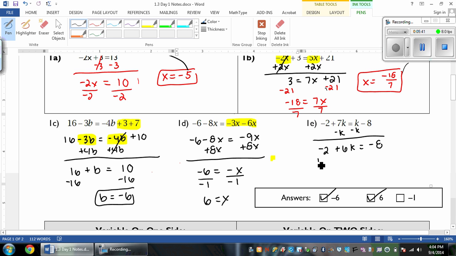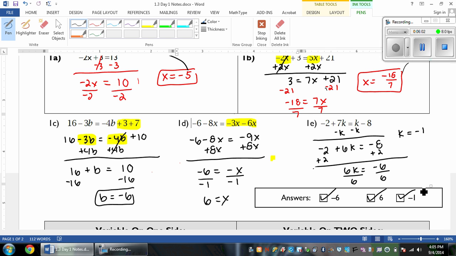Okay? I'm going to add 2 to both sides, start getting k by itself. I'm left with 6k equals -6. The last step is to divide by 6 on both sides, so k is going to equal -1, which is it. I'll give you a couple seconds if you're still writing it down. You can pause the video in the meantime to catch up writing, because I know I'm writing a little fast.